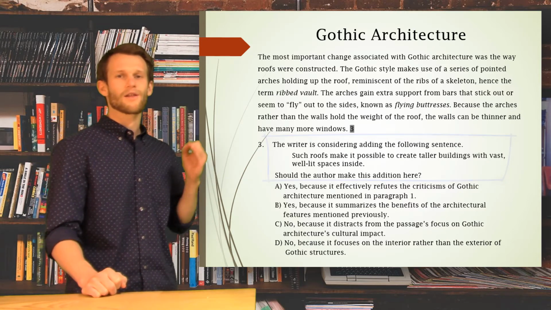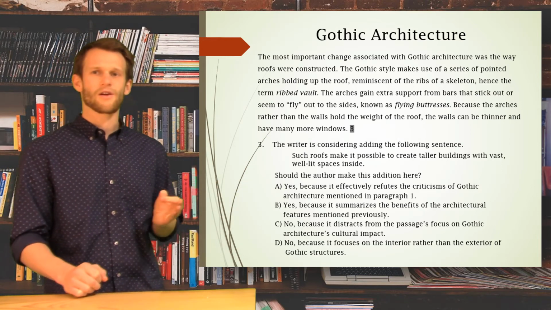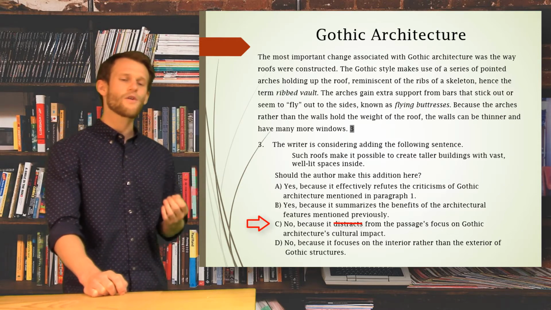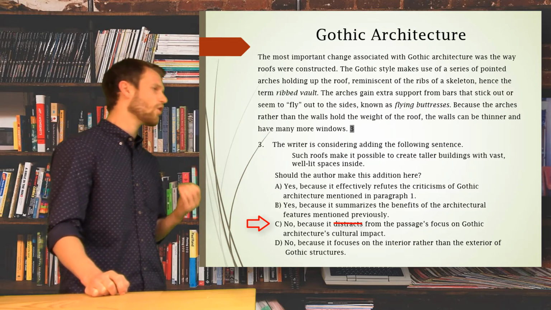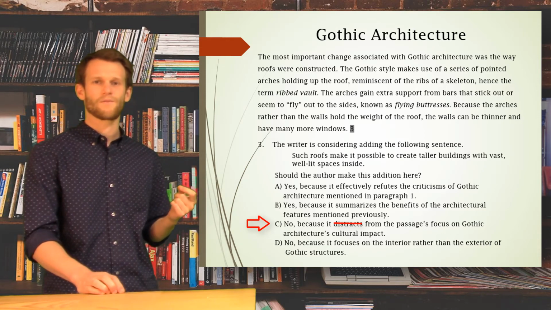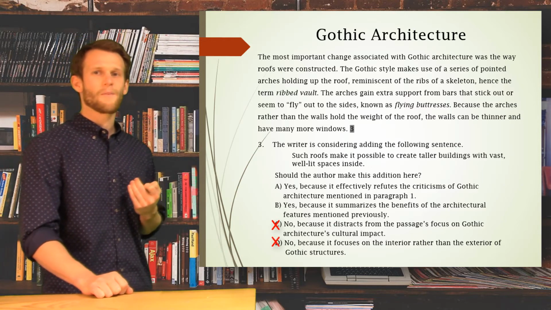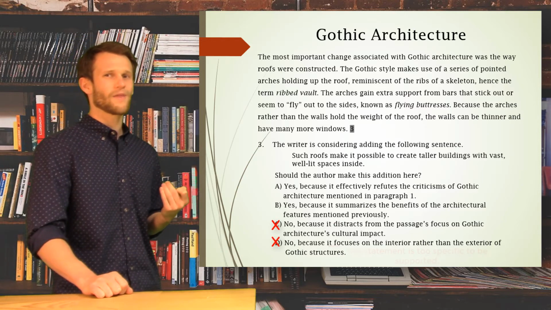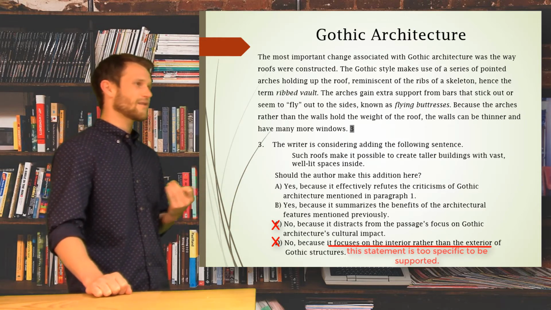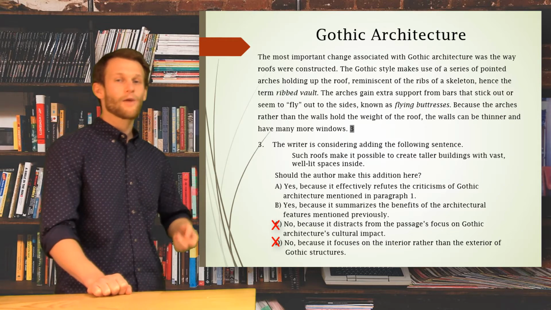What we want to first do is eliminate the no's to make sure that we don't have to worry about those. So what we can do here is look at C and see that it's not really distracting from anything because the focus of the passage is not Gothic architecture's cultural impact. Rather, it's an overview of Gothic architecture and its special features. So we know that C is no good, and we know that D is no good because that's not at all what the final sentence is really focusing on. So D is kind of irrelevant. D doesn't make any sense. So we know that the no answers are no good. We can cross out C and D, and we can focus on A and B now.